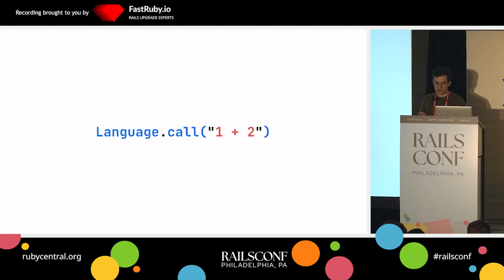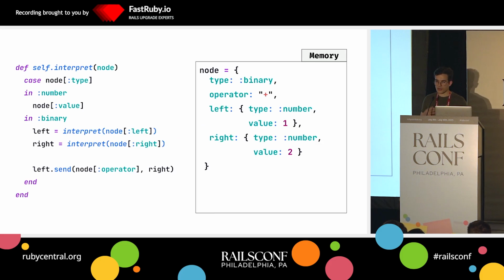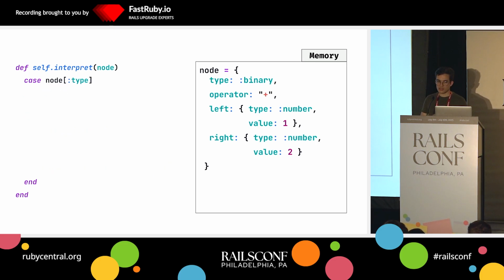But again, let's walk step by step through how this is interpreted. Using that binary node that we received from parsing, we check the node type. Is it a number? No, it's a binary expression. So we go to the binary expression branch.